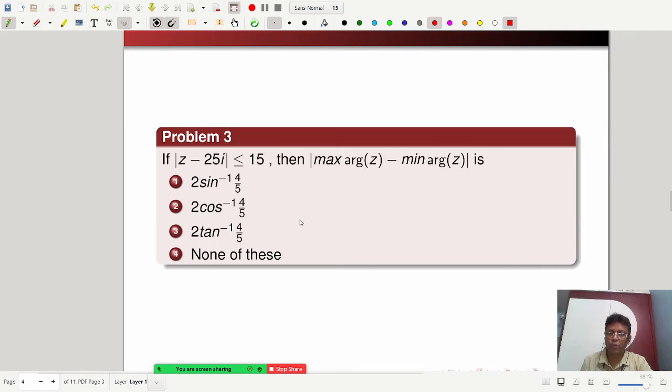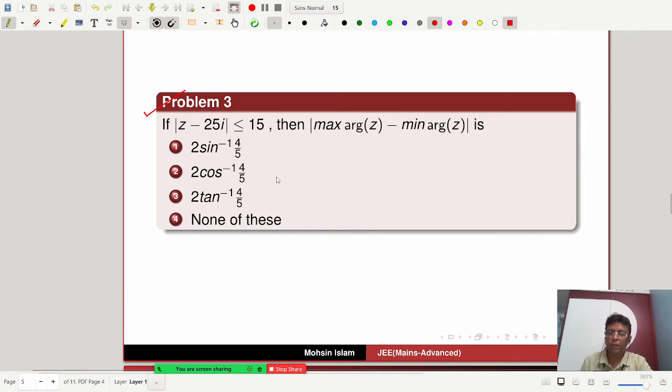Let's come to the next problem. Problem number 3. If modulus of Z minus 25i is less than or equal to 15, then the maximum of argument of Z minus the minimum of argument of Z is? What is the answer? That is the question. This is a very good problem. This also we can solve geometrically.